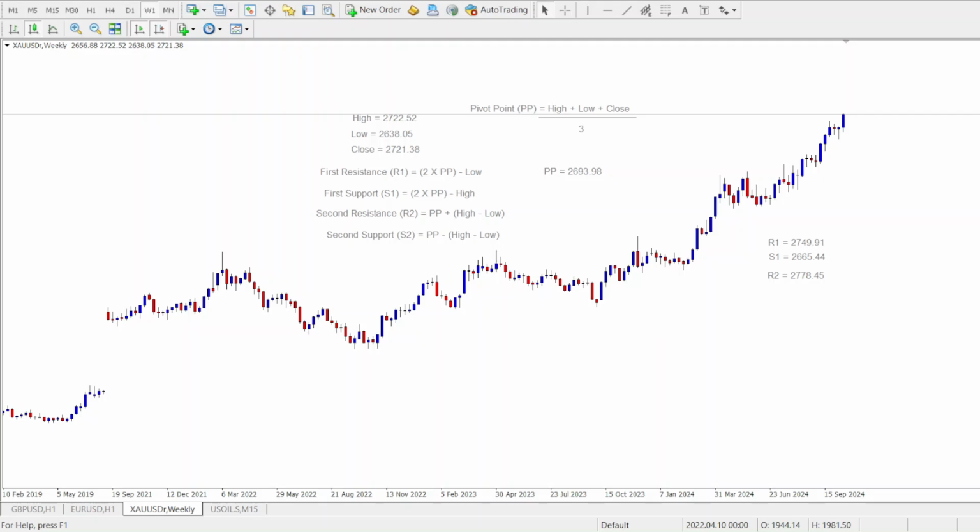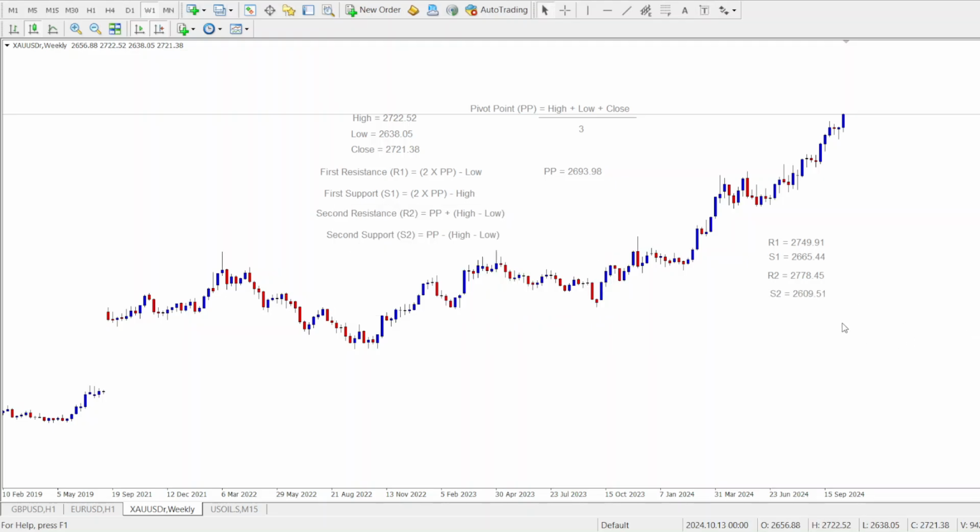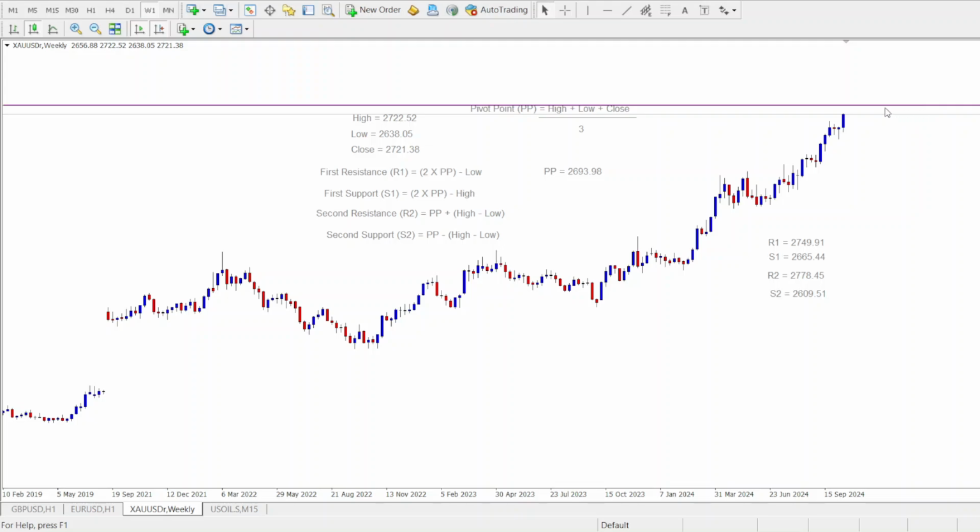All right. So our second support is 2609.51. Okay. So now, having identified these points, we can then plot our support and resistance levels.